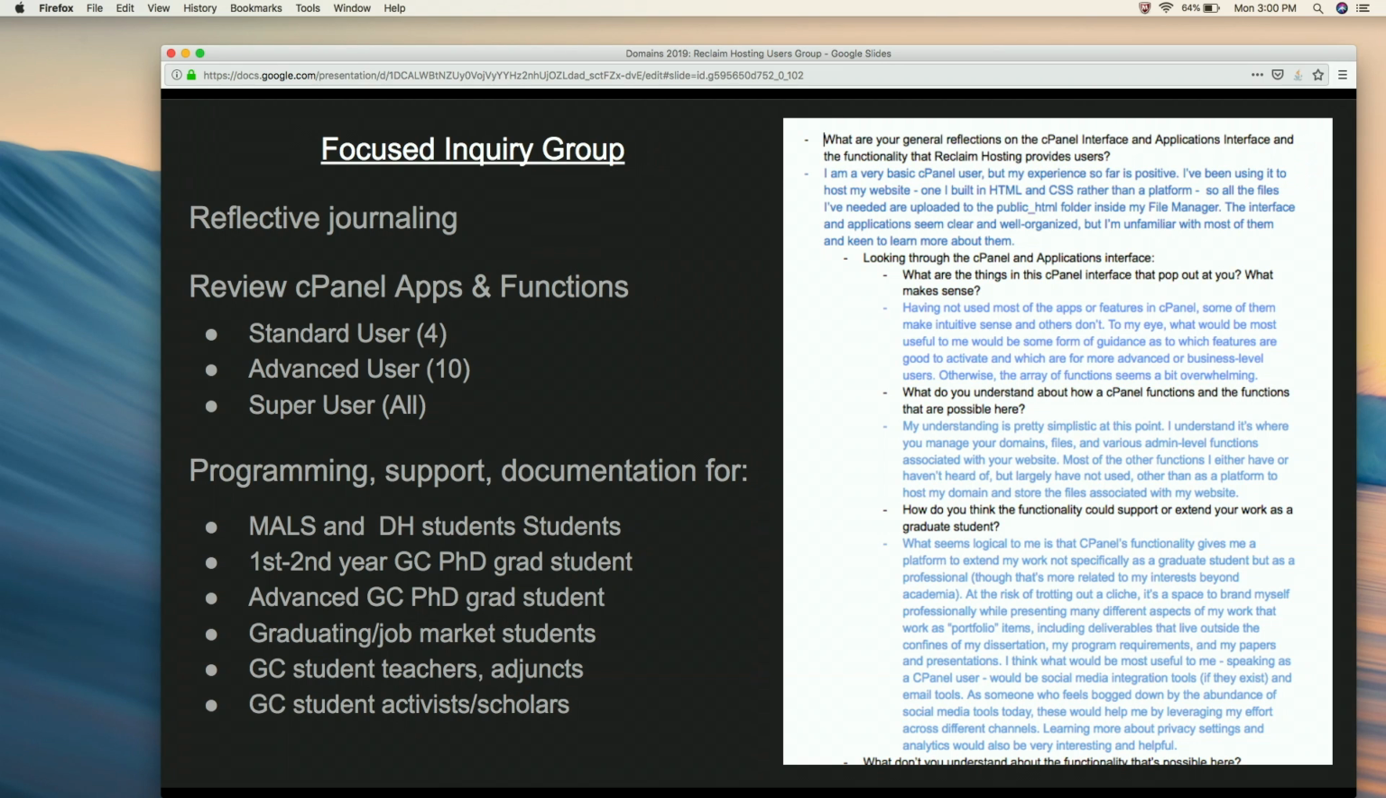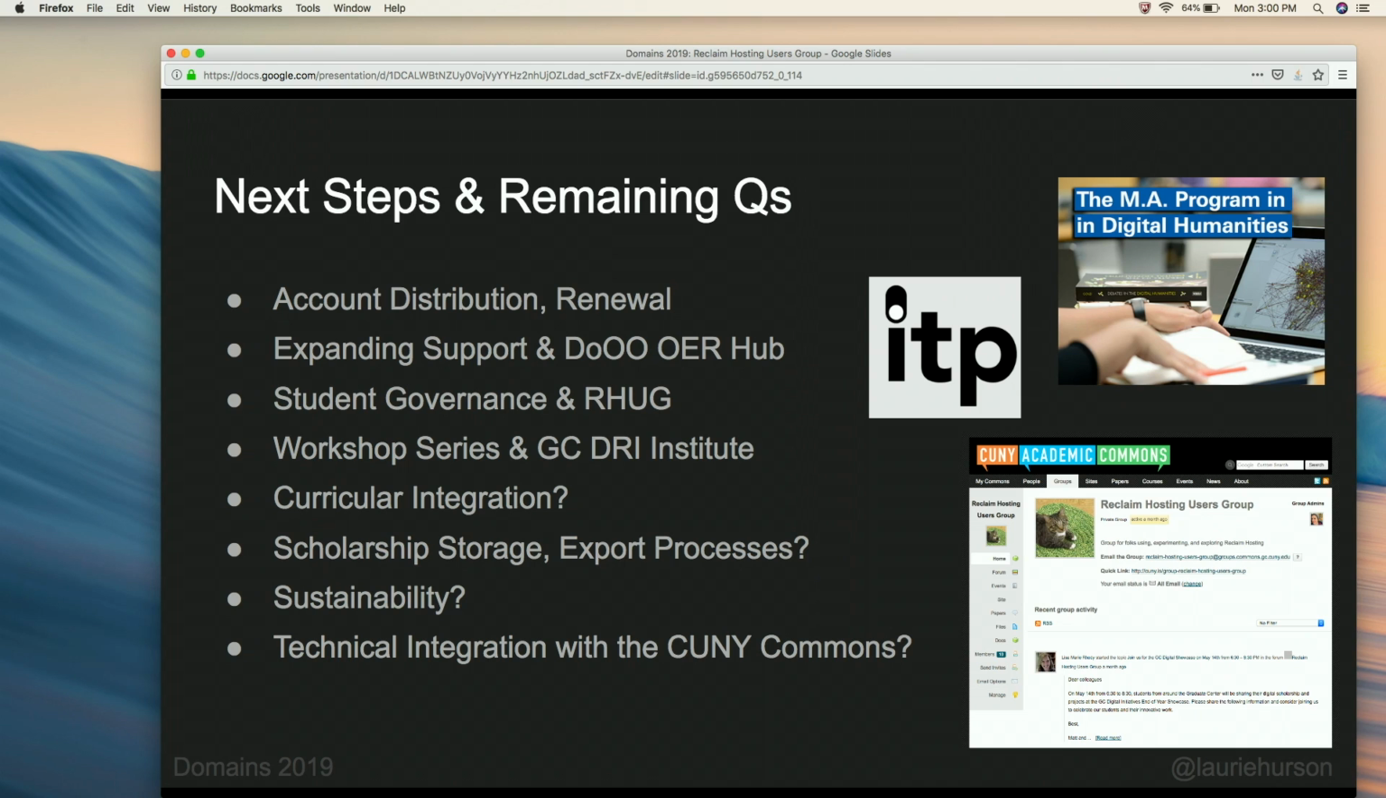So our Master's in Liberal Studies and DH programs for first and second year grad students, what would it look like for more advanced students, and what would these students need to know if they were given a Reclaim space when they came into grad school? So where did we end up? Well, kind of where we started, honestly.